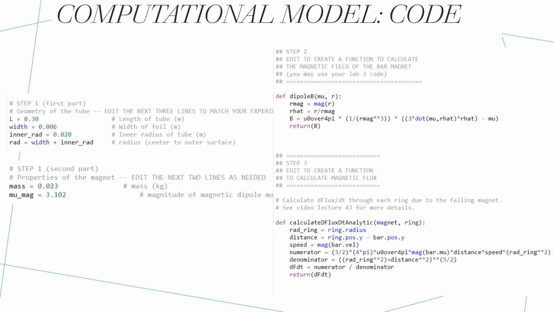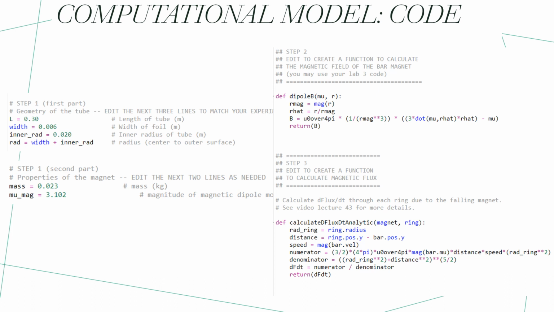slowly fall. To check our results also in a more controlled environment, a computational model was created using VPython. So the first step in this was to first create the geometric tube. So we put in the length of 0.3 meters, the width of the foil, which was 0.006 meters, and then the internal radius, which was 0.02 meters.